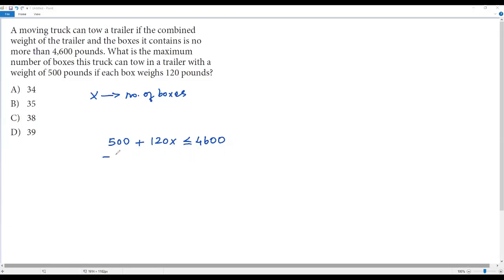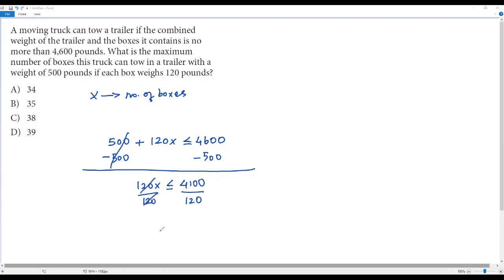For that, let me subtract 500 from both sides. When I subtract 500 from both sides, this positive 500 and negative 500 will cancel out. I'm getting 120x less than or equal to, when I combine the positive 4,600 and negative 500, I'm getting 4,100. Now to solve for x, I have to divide both sides by 120. So let me divide both sides by 120.